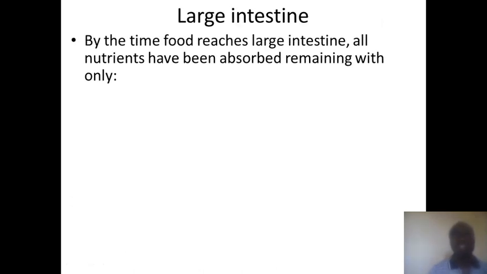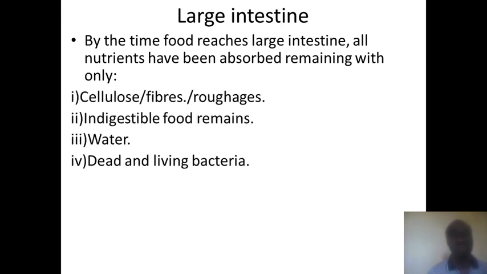Then we come to the last section of the alimentary canal. That's the large intestine. As we have already seen, absorption takes place in the small intestine. So by the time the food reaches the large intestine, all the useful nutrients have been absorbed, and what is left is only these four.